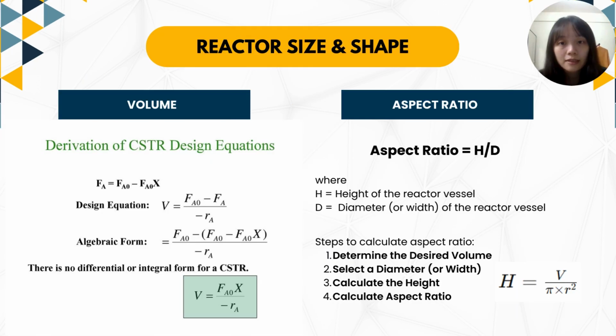To determine the reactor size and shape, we need to estimate the volume. We can calculate the volume of the CSTR using this formula, where V equals F_A0 times X over negative r_A, where F_A0 is the molar flow rate, X is the conversion, and r_A is the rate of reaction of A. The aspect ratio equals H over D, where H is the height of the reactor vessel and D is the diameter of the reactor vessel. The steps to calculate the aspect ratio are shown here.